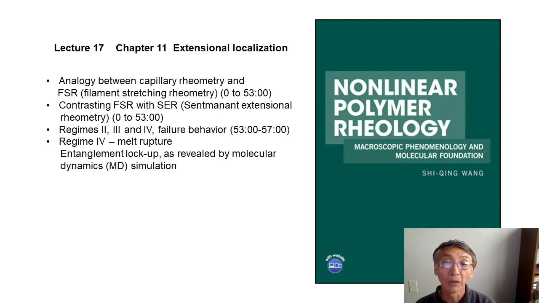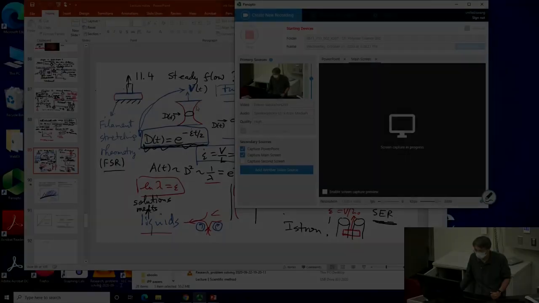An untangled polymer melt ruptures as if it was cross-linked. So we think this is due to entanglement lockup, and we will use MD simulation to look into the detailed mechanisms leading to the entanglement lockup. Let's have this.